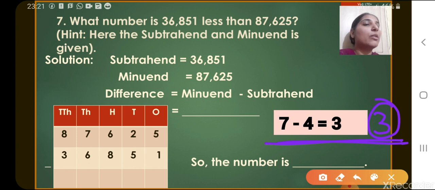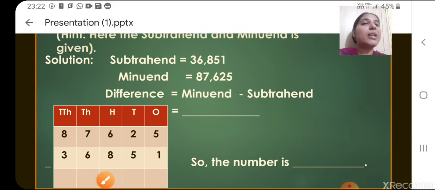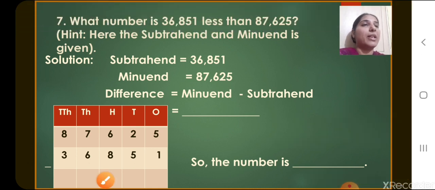So how did you get this number 3 here? What did we do? We subtracted. Okay. So in this way also, in the question, what number is 36,851 less than 87,625? In this question, what has been given? The subtrahend and minuend have been given, and we have to find the difference.